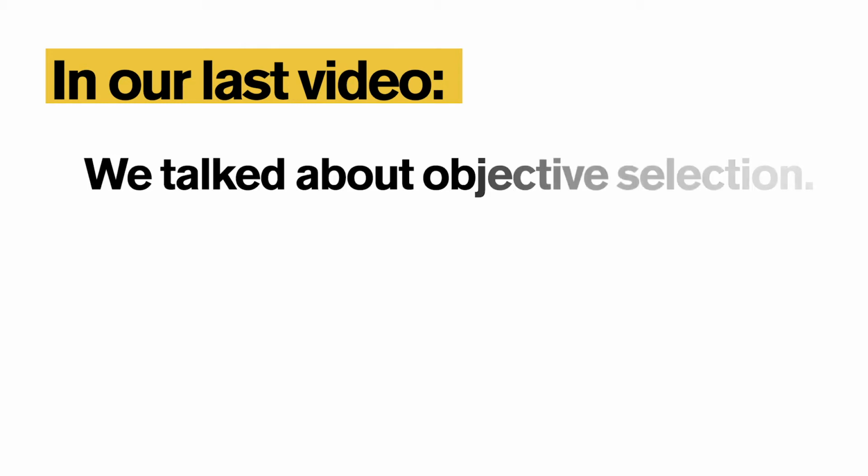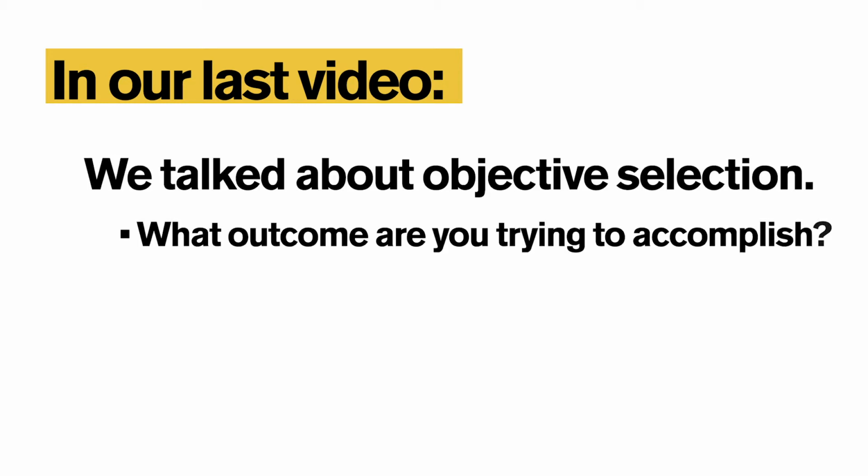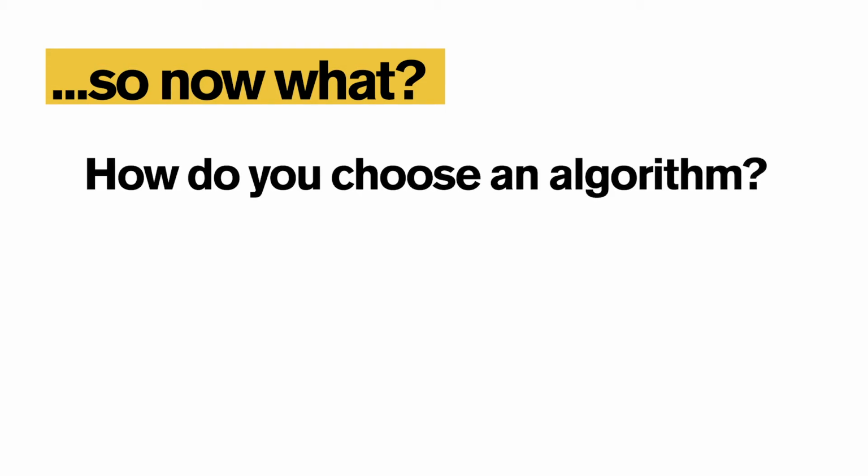So in our previous video, we talked about how we select our objective, how we know what we're trying to accomplish, and what our output needs to look like. From that, we move on to figuring out what kind of algorithm, what kind of analysis technique, I need to choose in order to complete the objective that you've already identified.